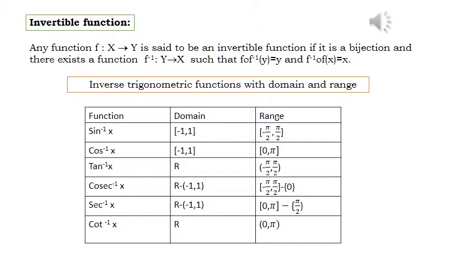Based on the domain and range we can classify six inverse trigonometric functions: sine inverse x, cos inverse x, tan inverse x, cosecant inverse x, secant inverse x and cot inverse x. For sine inverse x, the domain is the closed interval minus 1 to 1, and the range is also the closed interval minus pi by 2 to plus pi by 2.